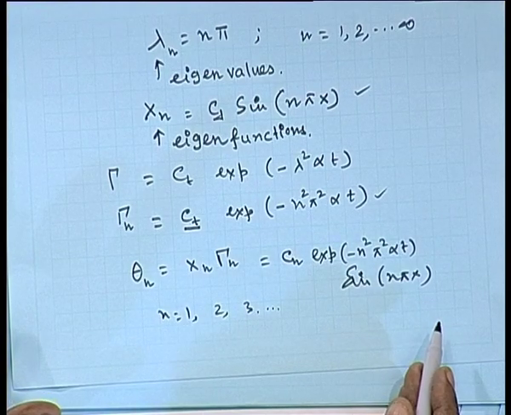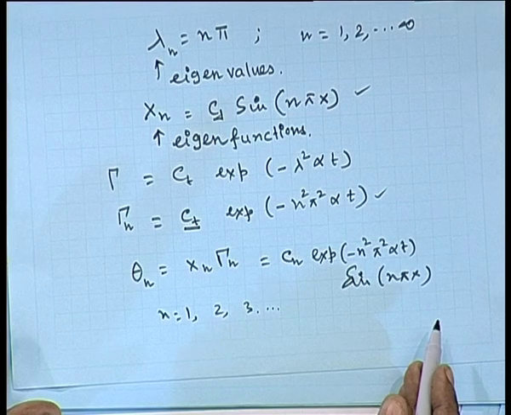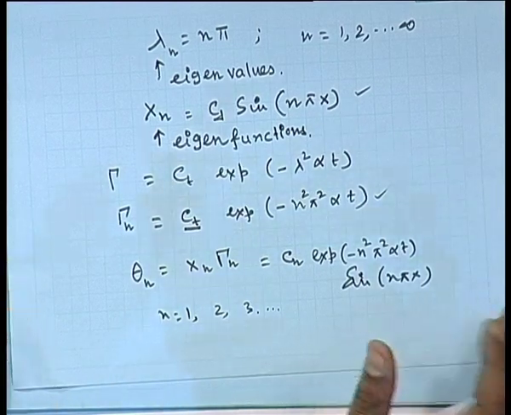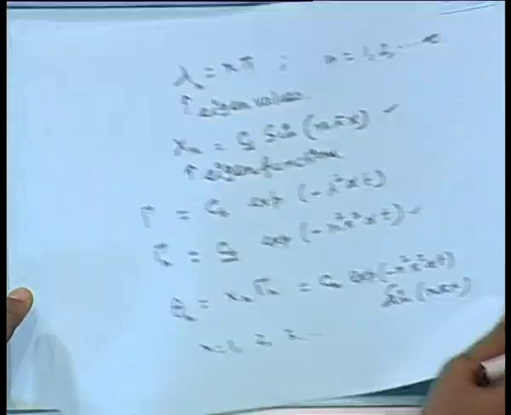So we have written n is only positive. We are saying n can also be negative. Fine. Okay. But that does not affect the solution, I think. That doesn't affect the solution.